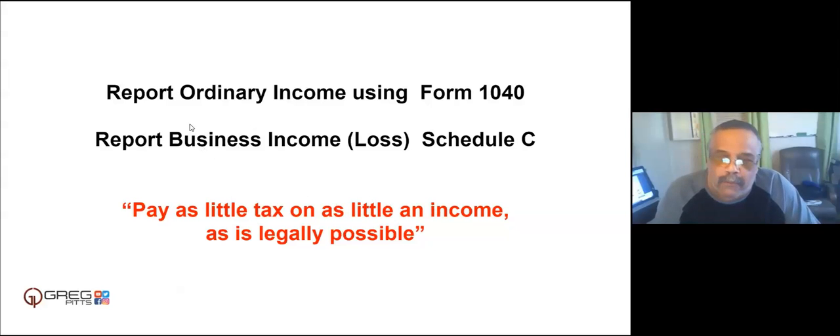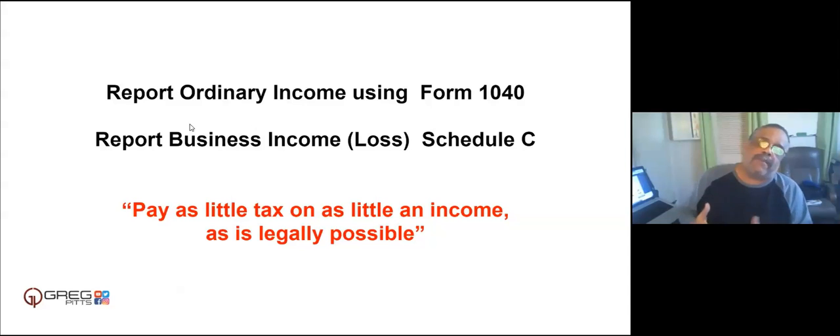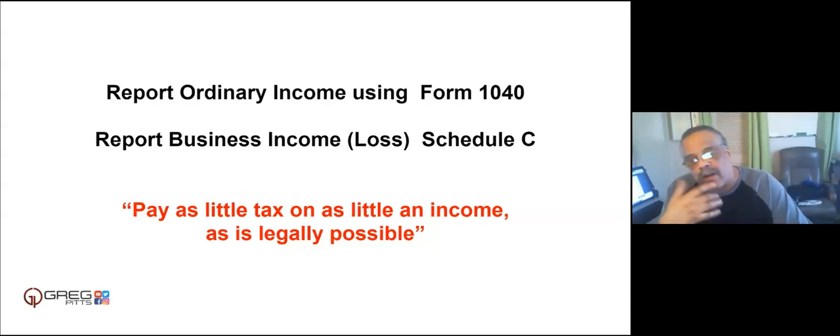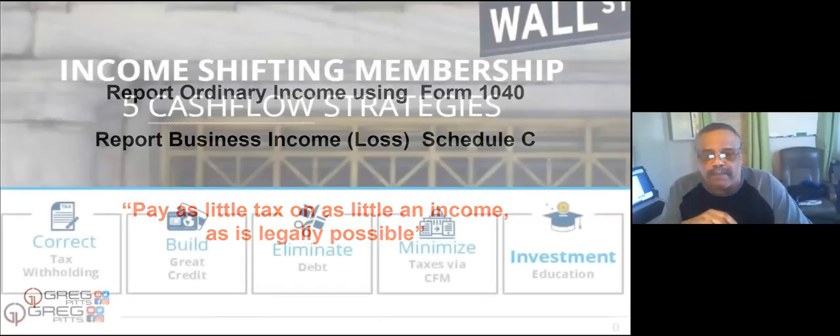Now, a couple of things you need to understand about your taxes. You report your ordinary income on a Form 1040. Everybody knows about a Form 1040. But you report your business income or loss, you see that in parentheses, on a Schedule C. And the name of the game is to pay as little taxes legally possible on your income at the end of the year. Pay as little tax as you possibly can. So you're going to try to bring down your taxable income.